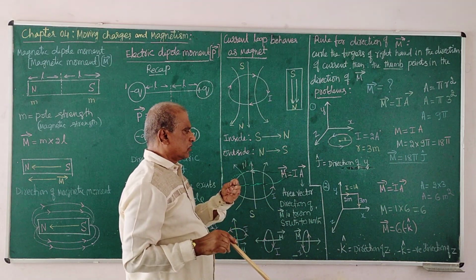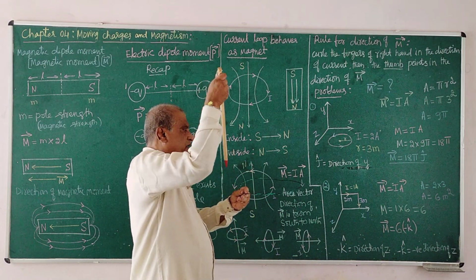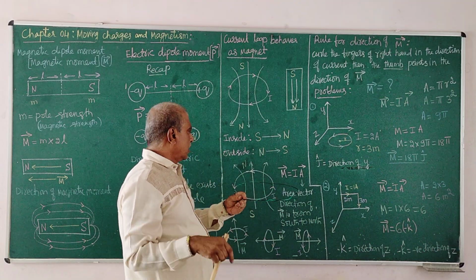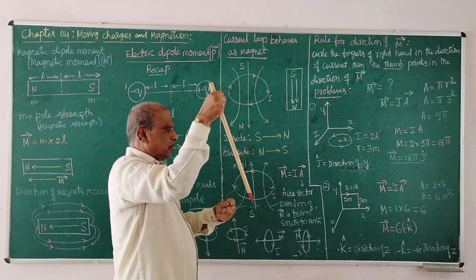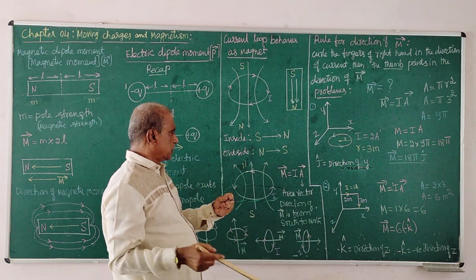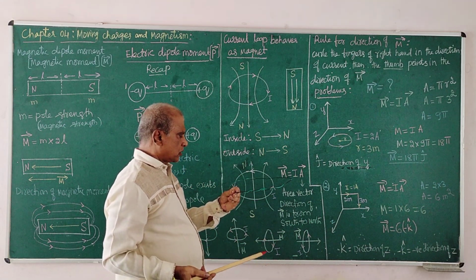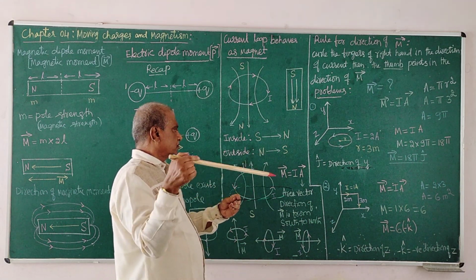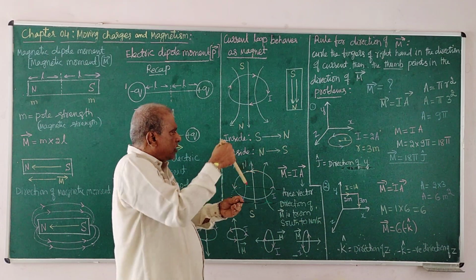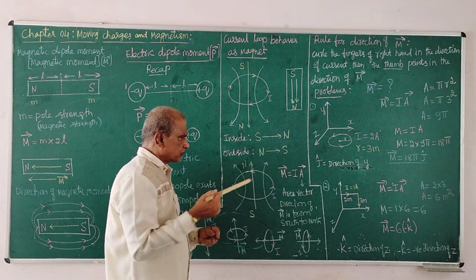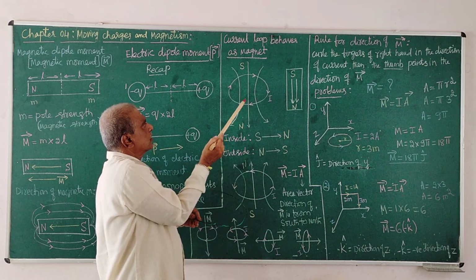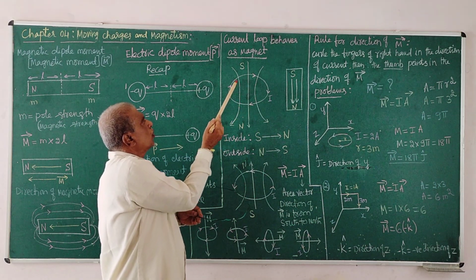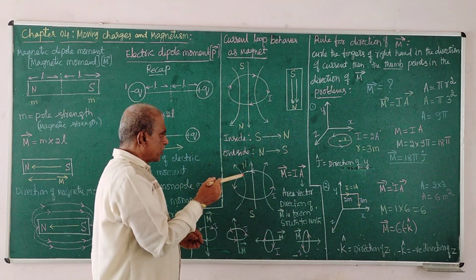That is in the case of current flowing in the clockwise direction. If the current flows in the anti-clockwise direction like this, it reverses the polarity: downside south, upside north. The same thing I am talking about is a circular loop carrying current.